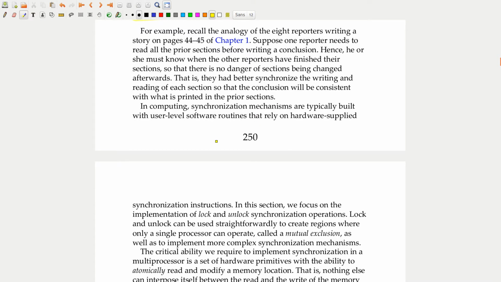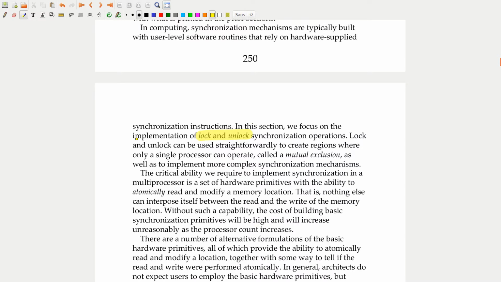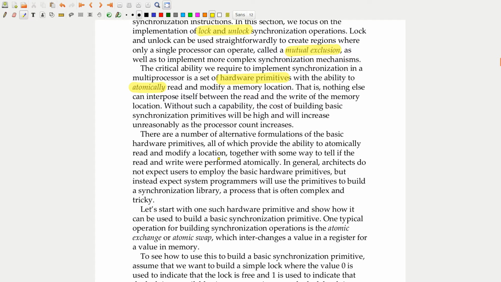So now we bring in this concept of locks and unlocks, and we create regions where only a single processor can operate, called a mutual exclusion, or mutex. And then we also talk about some hardware primitives to do things atomically, which means only I have access to this location. It's my time to do something. Everyone else has to wait until I give up the lock, and then you can come in and do something.